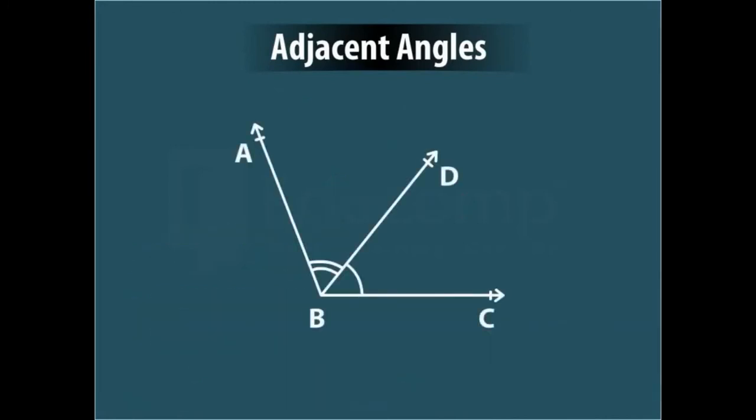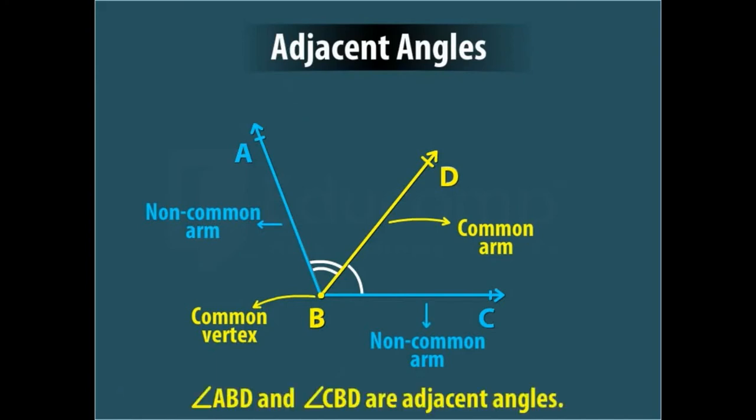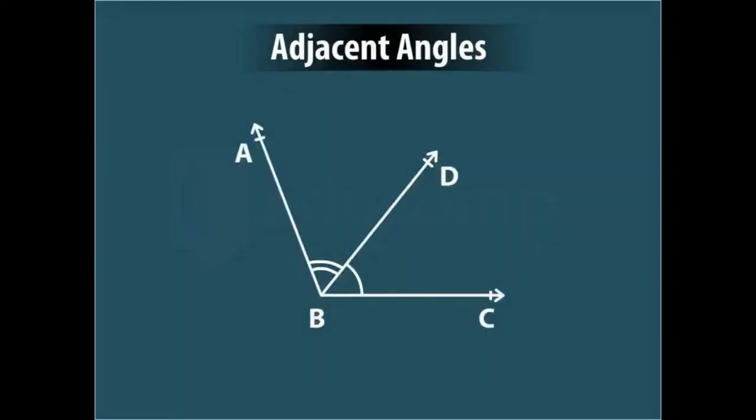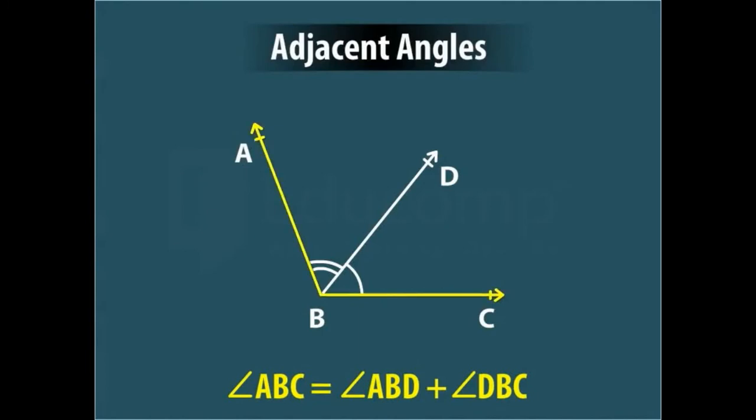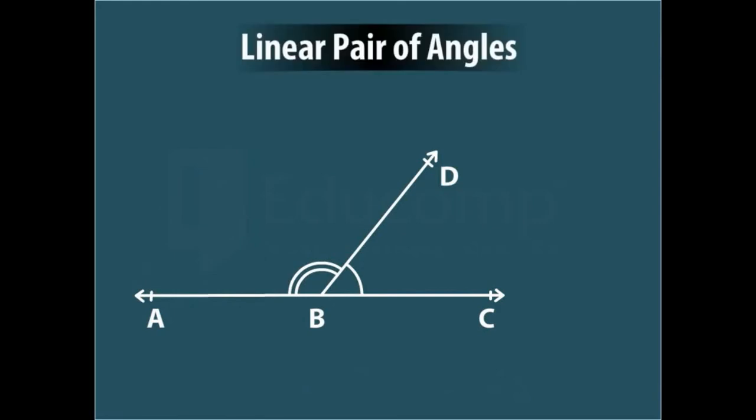Look at these angles. B is their common vertex, ray BD is their common arm, and rays BA and BC are their non-common arms. The rays BA and BC are on the different sides of the ray BD. So, angle ABD and angle CBD are two adjacent angles. Also, the sum of the two adjacent angles is always equal to the angle formed by their two non-common arms. If two non-common arms of two adjacent angles form a straight line, they are called linear pair of angles.